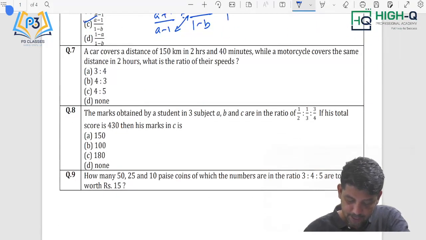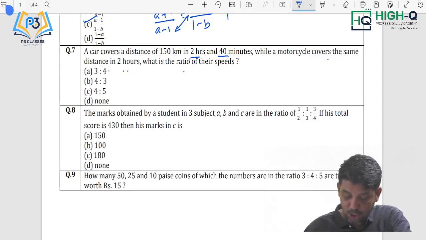Yes, next step. A car covers a distance of 150 km in 2 hours 40 minutes, while a motorcycle covers the same distance in 2 hours. So 2 hours 40 minutes and 2 hours. What is the ratio of their speeds?